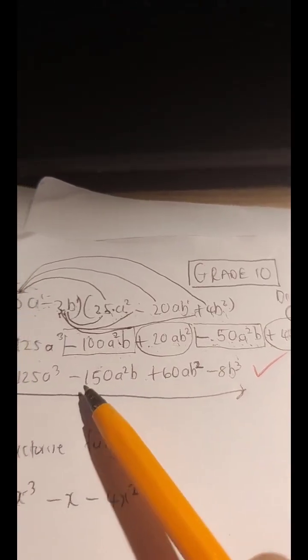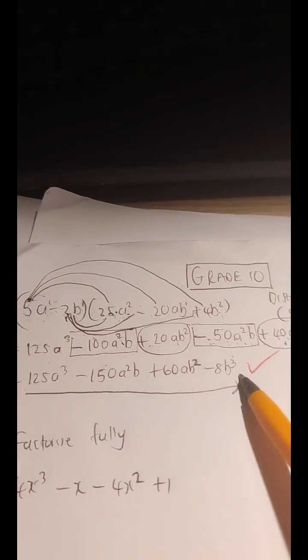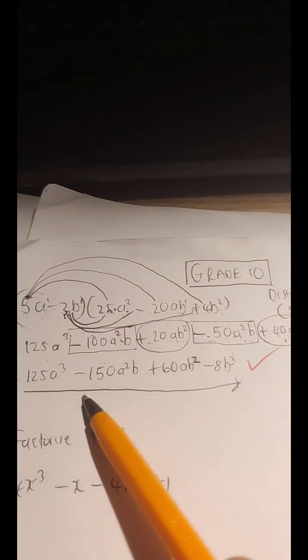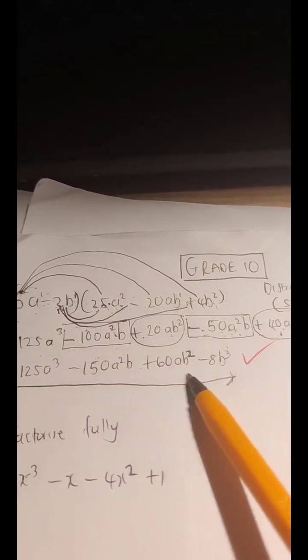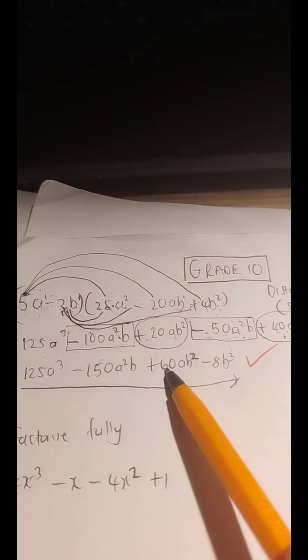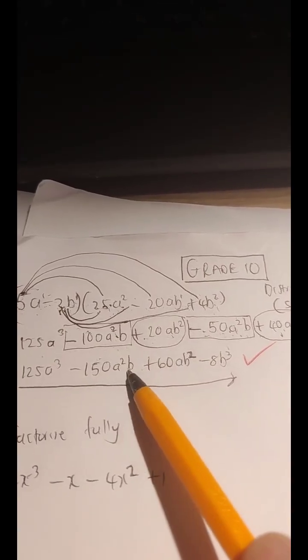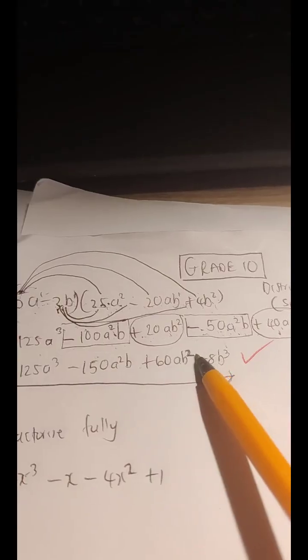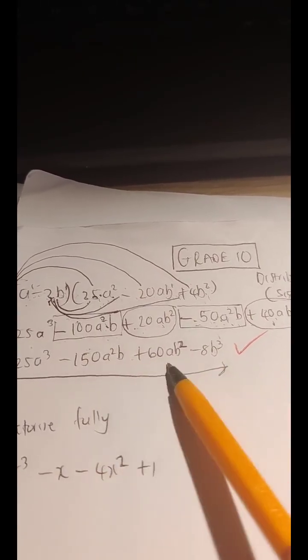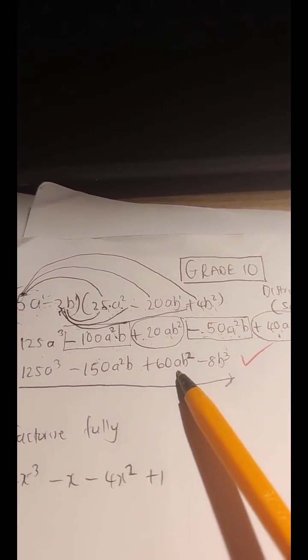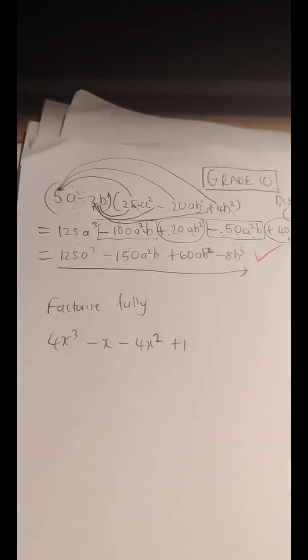Hopefully that's clear. So that's why we leave our answer at this stage and we do not continue any further. We cannot say negative 150 plus 60 because the variables with their exponent are not the same for these two terms. Okay, so I hope that's clear.